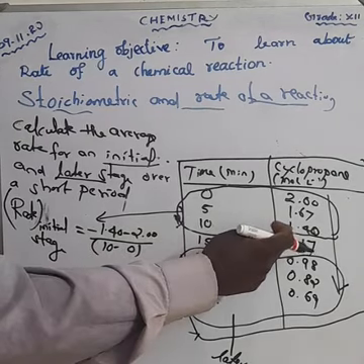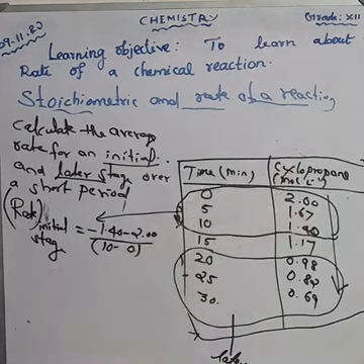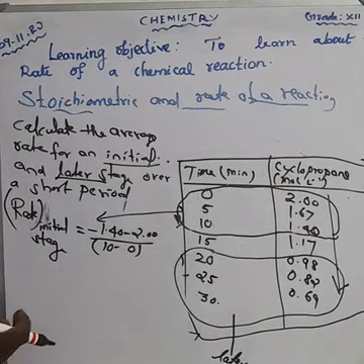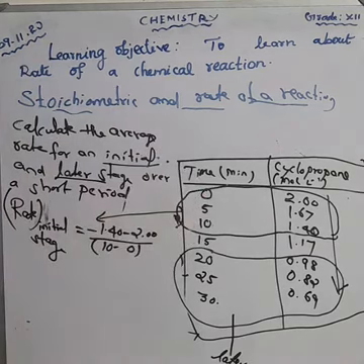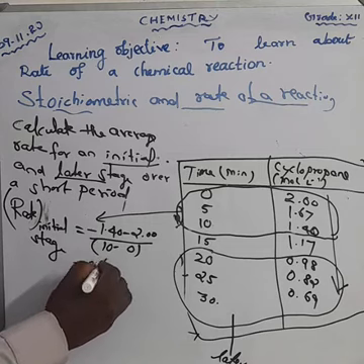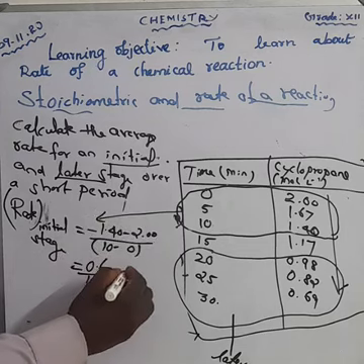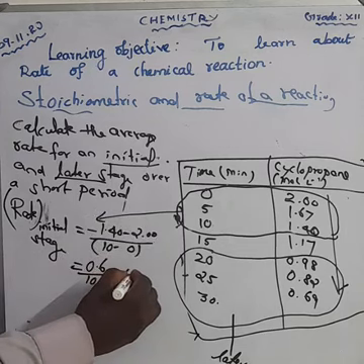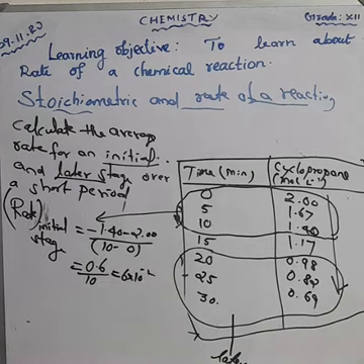Concentration 1.40 minus 2.00, next the time 10 minus 0. So what's the value? It is approximately 0.6 divided by 10. This we can write as 6 into 10 raised to minus 2. Okay, 6 into 10 raised to minus 2.